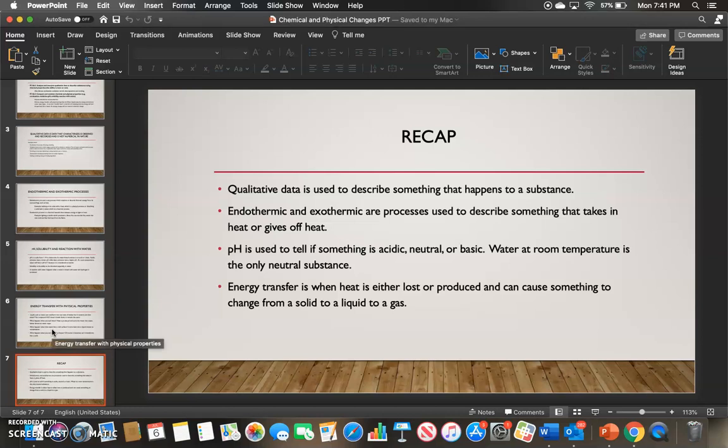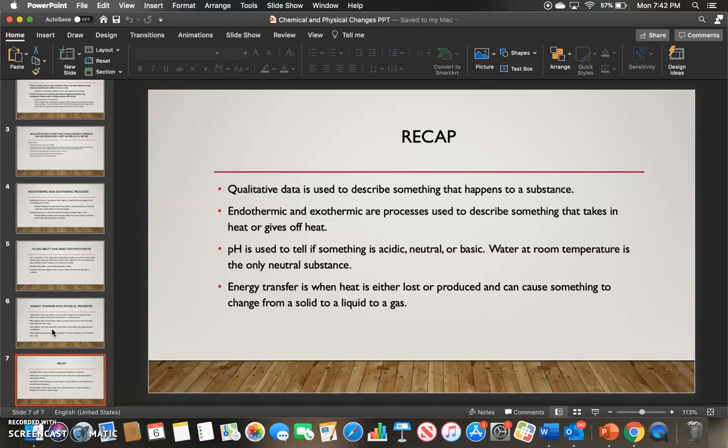So to recap, we talked about how qualitative data is used to describe something that happens to a substance. Endothermic and exothermic are both processes used to describe something that takes in heat or gives off heat. The pH is used to tell if something is acidic, neutral, or basic. Water at room temperature is the only neutral substance.